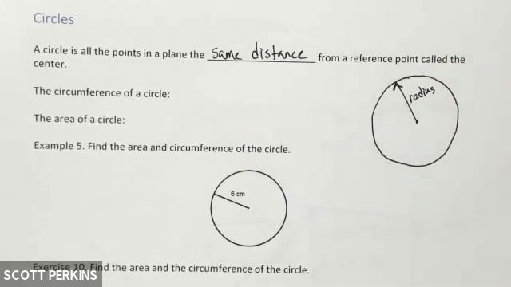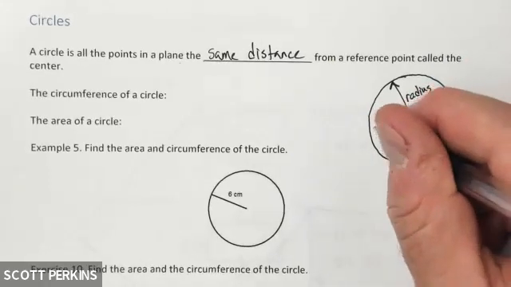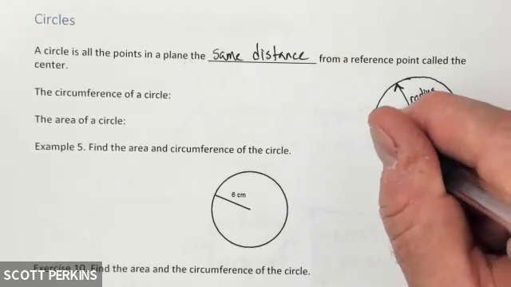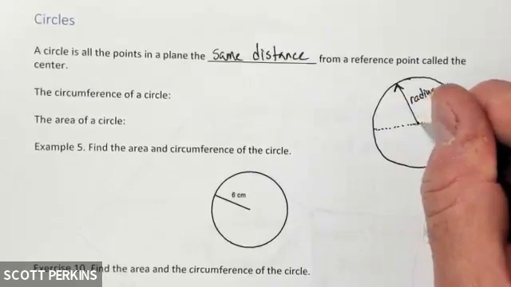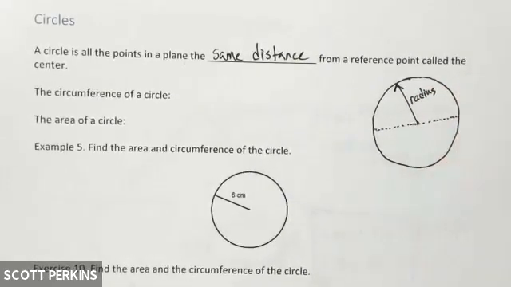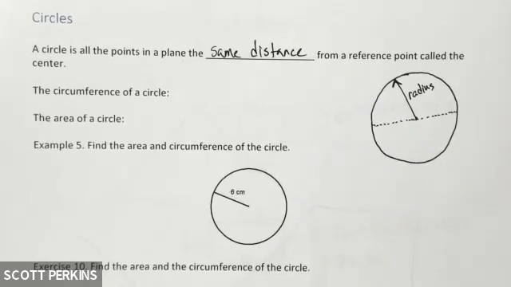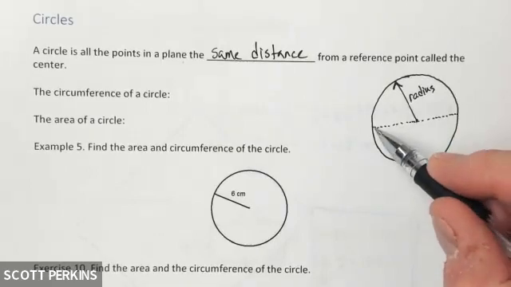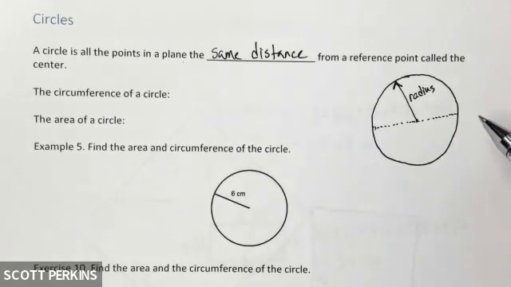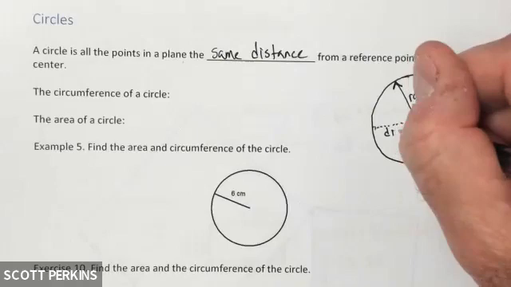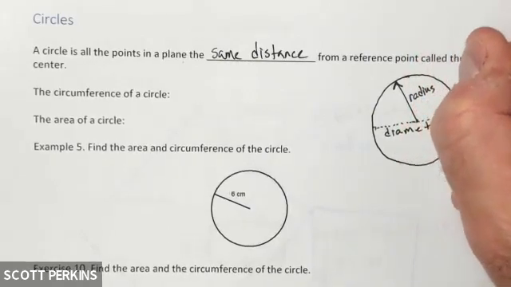We can also draw the line that goes all the way from one side of the circle to the other side of the circle through the center. Does anyone know what that's called? Circumference is going to be something slightly different. From one side of the circle to the other through the center, that is called the diameter.